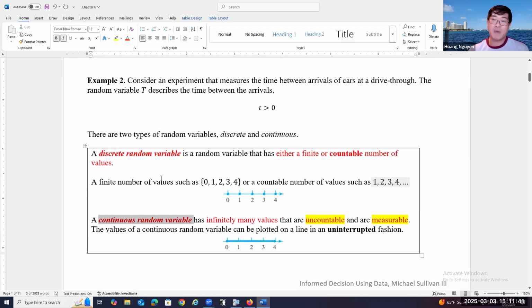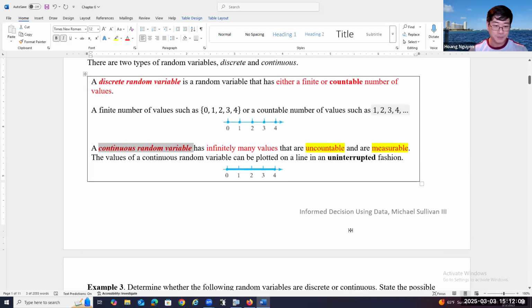So that's the definition for discrete and continuous. Once again, discrete is finite and countable. Continuous is infinite, uncountable and measurable. So that's the definition for discrete and continuous random variables. Now let's give it a try, everyone. Let's take a look at the next example and see if you can identify whether they are discrete or continuous.